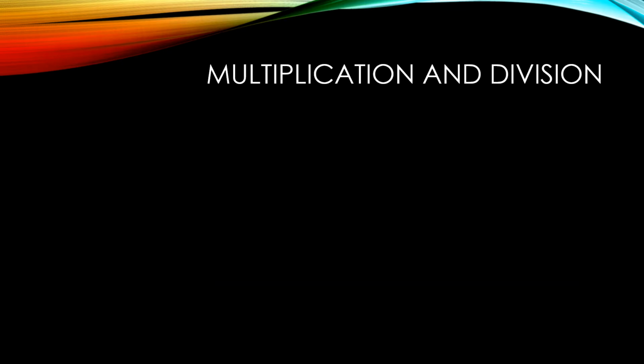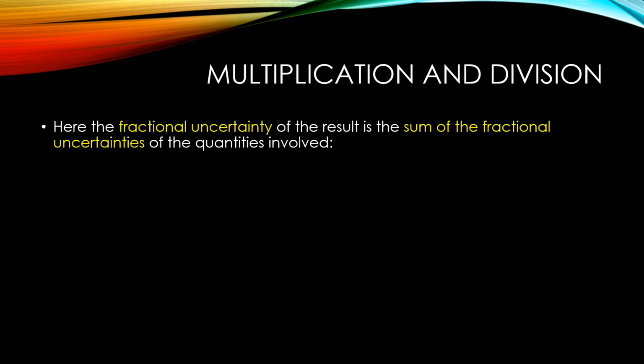Multiplication and division. This is where it starts getting slightly different. In addition and subtraction, we are always adding the absolute uncertainties. For this next bit, we're always going to be adding the percentage uncertainties. Here, the fractional uncertainty of the result is the sum of the fractional uncertainties of the quantities involved. The fractional uncertainty is just the percentage uncertainty divided by 100%, so they're the same thing.